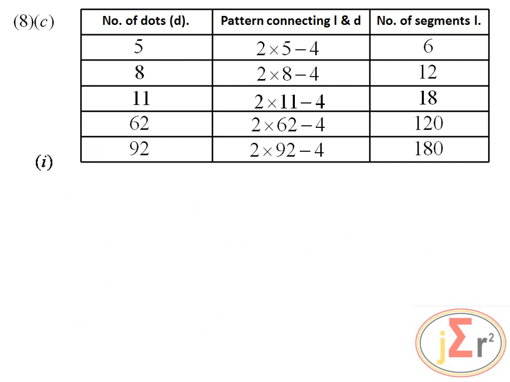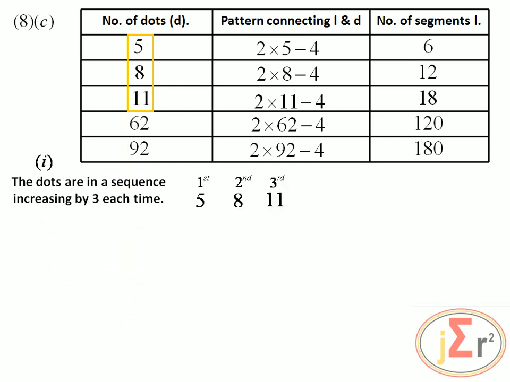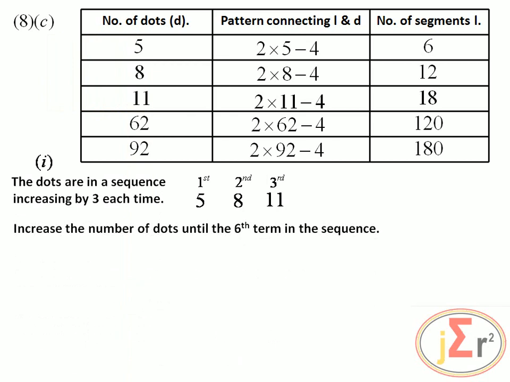How many dots are in the 6th diagram of the sequence? The dots are in a sequence increasing by 3 each time. Notice 5, 8, 11. So we are increasing by 3 each time. So first, second, and third. So we need to go up to the 6th in the sequence. Right. So if we go up in that same manner, the 6th in the sequence will have 20 dots.